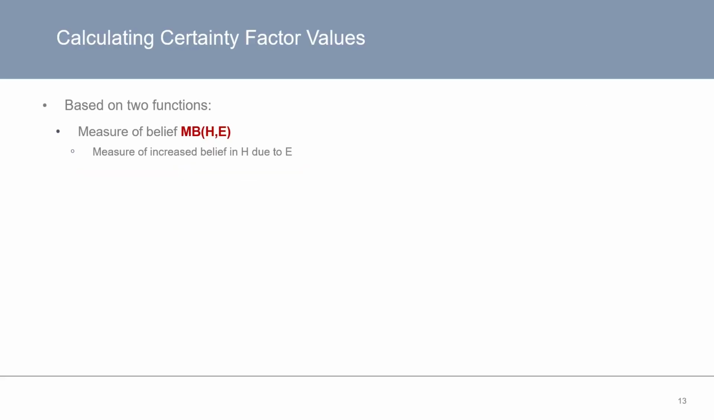Over the next 2 slides, we'll examine how to calculate certainty factor values for rules as a more formal and rigorous way to obtain them rather than just estimating them. Doing so begins with 2 new functions. The first is the measure of belief, or MB, which is the measure of increased belief in the hypothesis, or the then part of the rule, given some evidence, or the if part of the rule.